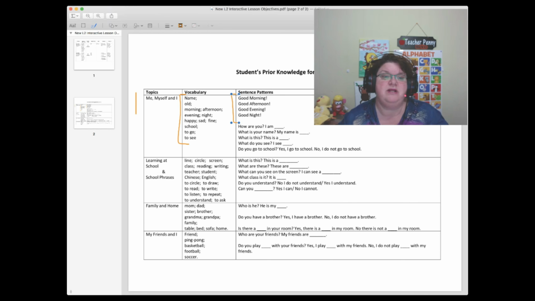Then when they went to Unit 2, they had 12 units in Unit 2. This one is about school, and they learned the words line and circle and screen and class and Chinese and English and listen and read and write. They learned all of these words. They learned the word repeat. They learned, do you understand? All of these things that they learned.